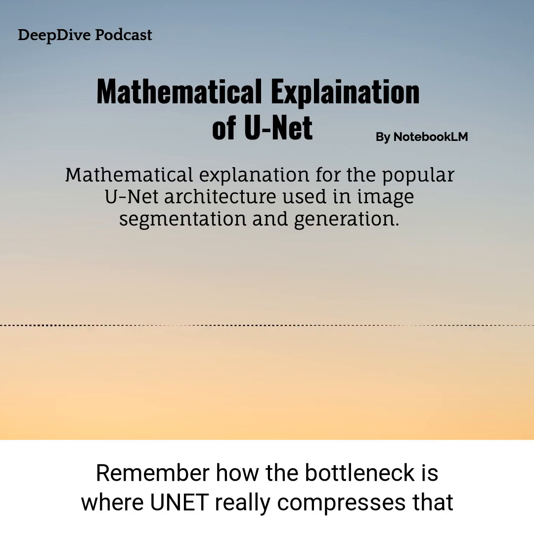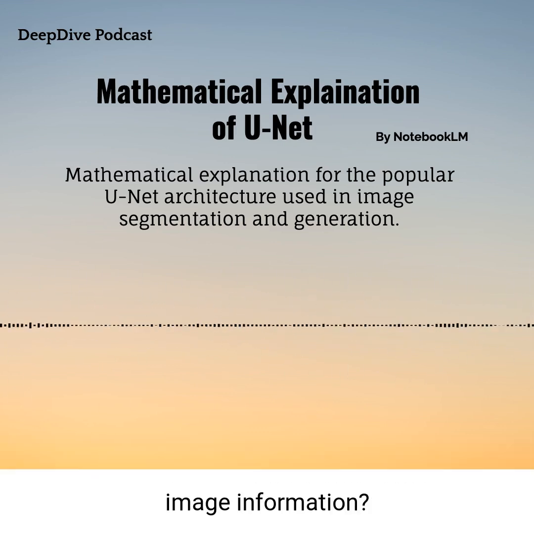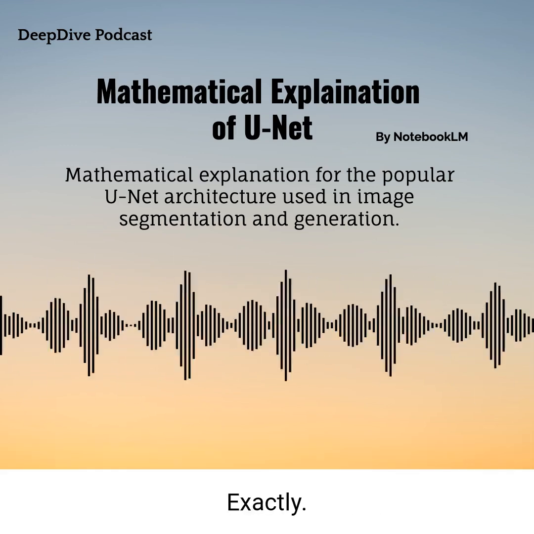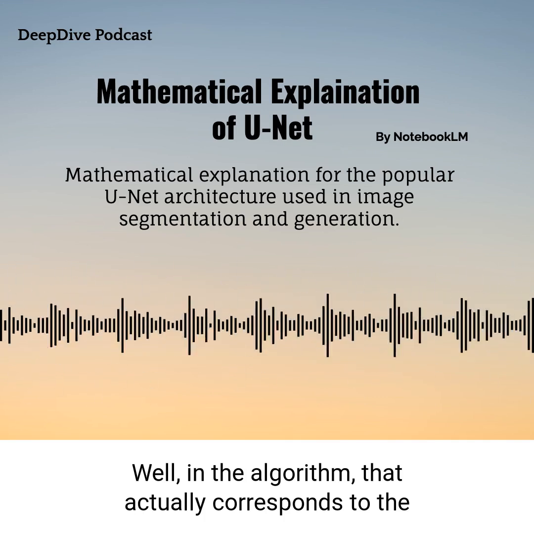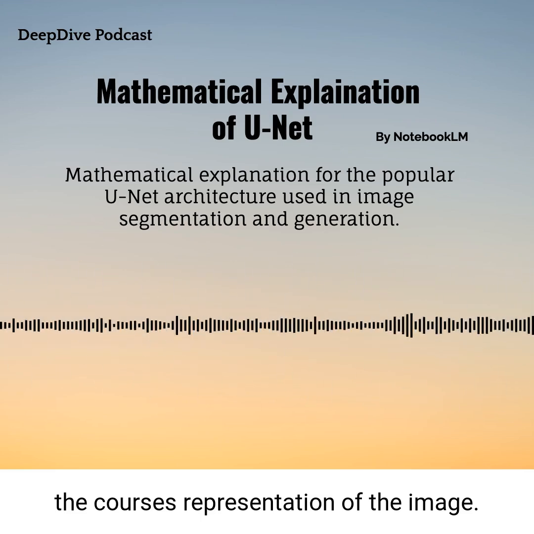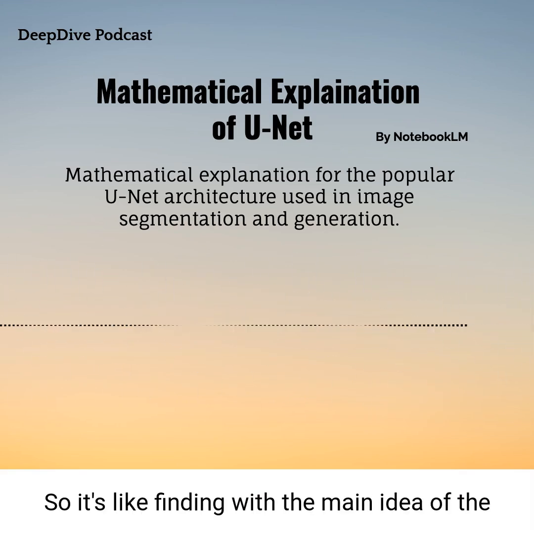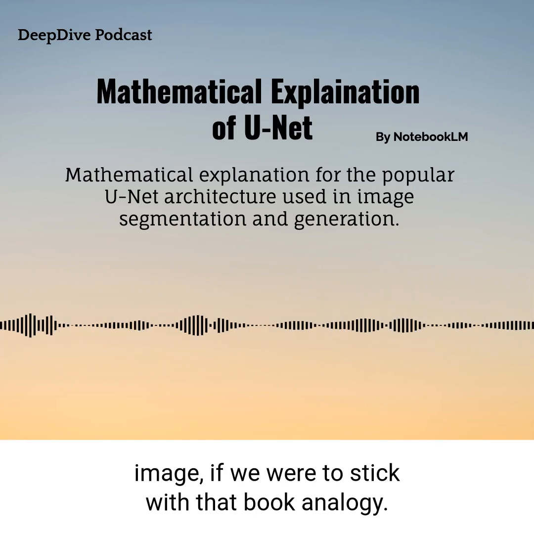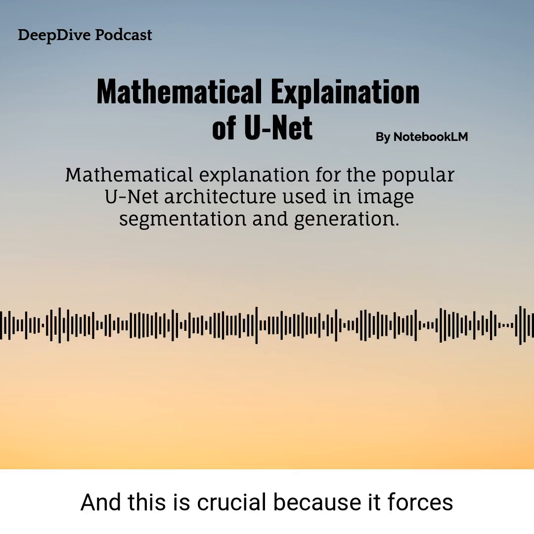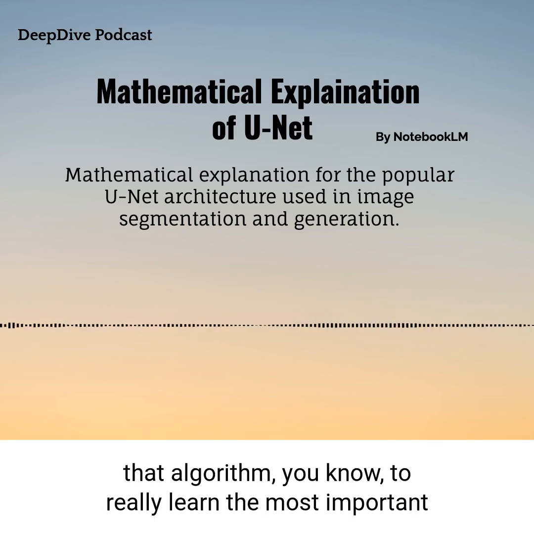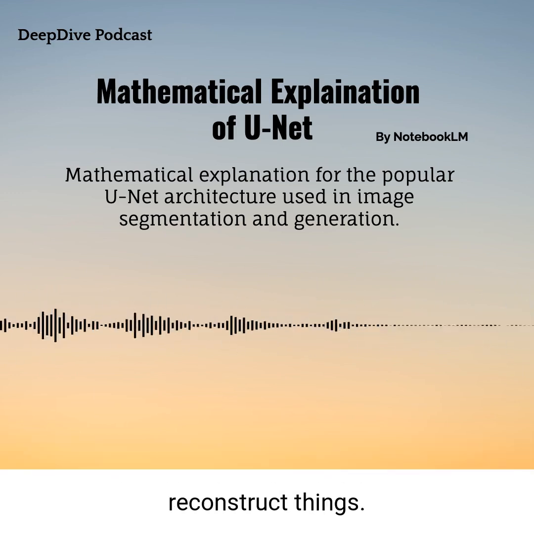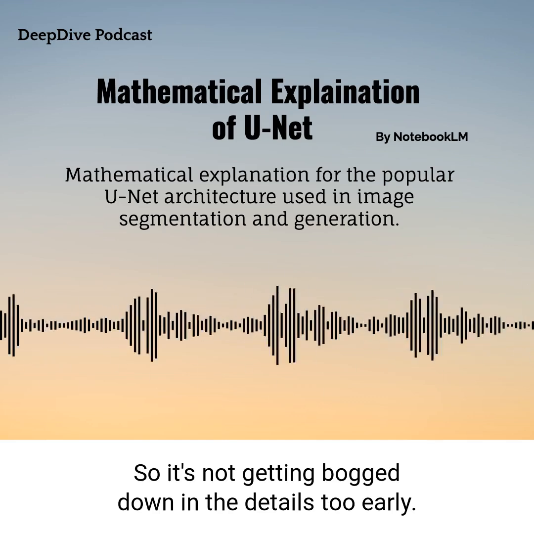You're asking the right questions. Remember how the bottleneck is where UNet really compresses that image information? It's getting to the essence of what it's seeing. Right. Getting to the core of it. Exactly. Well, in the algorithm, that actually corresponds to the stage where it's working with the smallest, the coarsest representation of the image. So it's like finding the main idea of the image, if we were to stick with that book analogy. Perfect analogy. It's like finding the main idea of that book. And this is crucial because it forces that algorithm to really learn the most important features of the image before it even starts trying to reconstruct things. So it's not getting bogged down in the details too early.